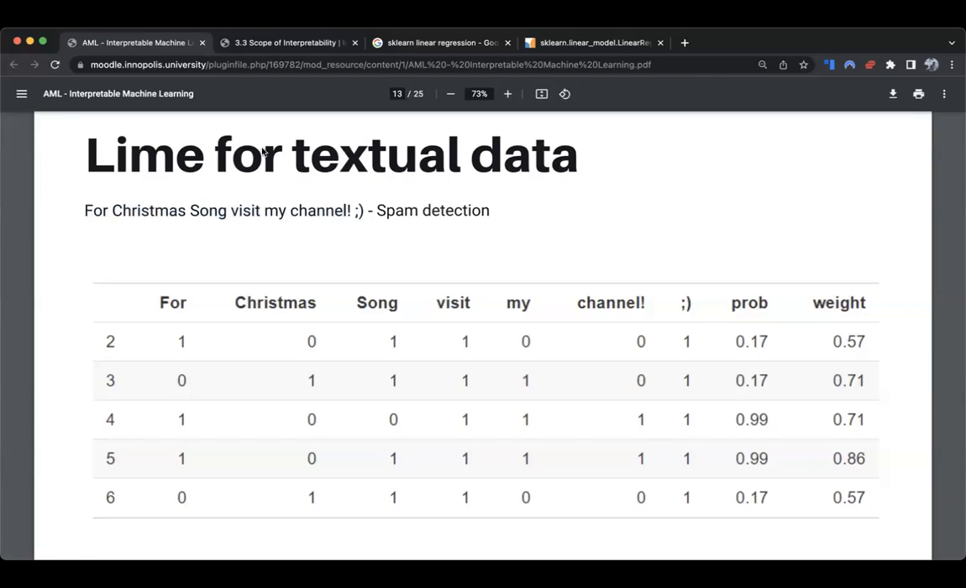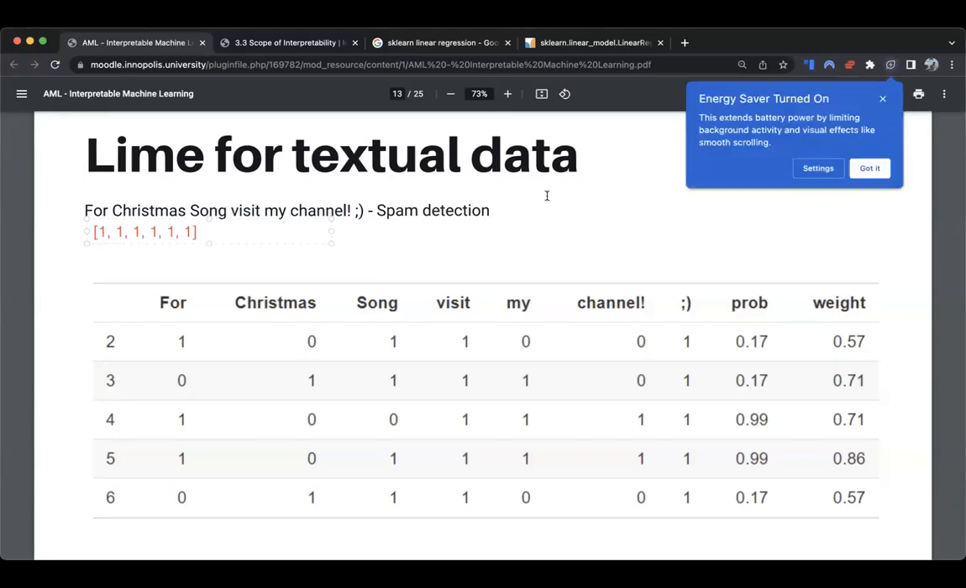You will create a list like this that represents this instance: 1, 1, 1, 1, 1, and 1. What does this 1 symbolize? Pretty simply, it symbolizes the existence of that word, whether this word exists in the sentence or not. So "for" now becomes a feature, and it's a Boolean feature. Is it turned on or is it turned off? So "for" is a Boolean feature.